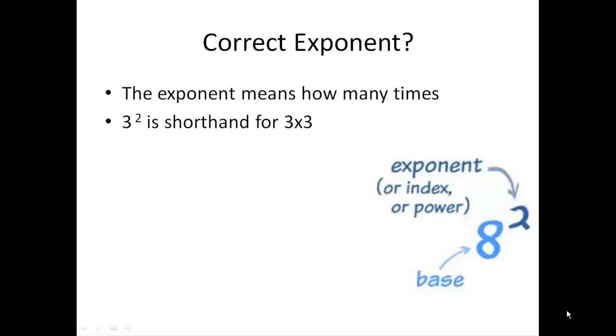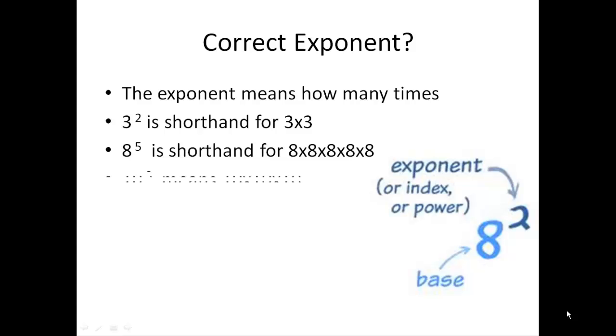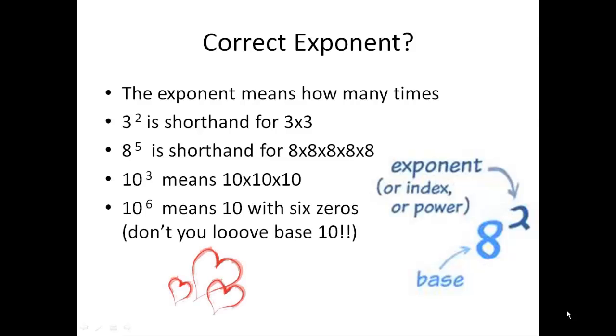to the second power. So it's shorthand for 3 times 3. 8 to the fifth is shorthand for 8 times 8 times 8 times 8 times 8. 10 to the 3 means 10 times 10 times 10. 10 to the 6th means 10 with 6 zeros. You don't have to go 10 times 10 times 10 times 10 times 10 times 10. You just put 10 with 6 zeros. Don't you just love base 10?